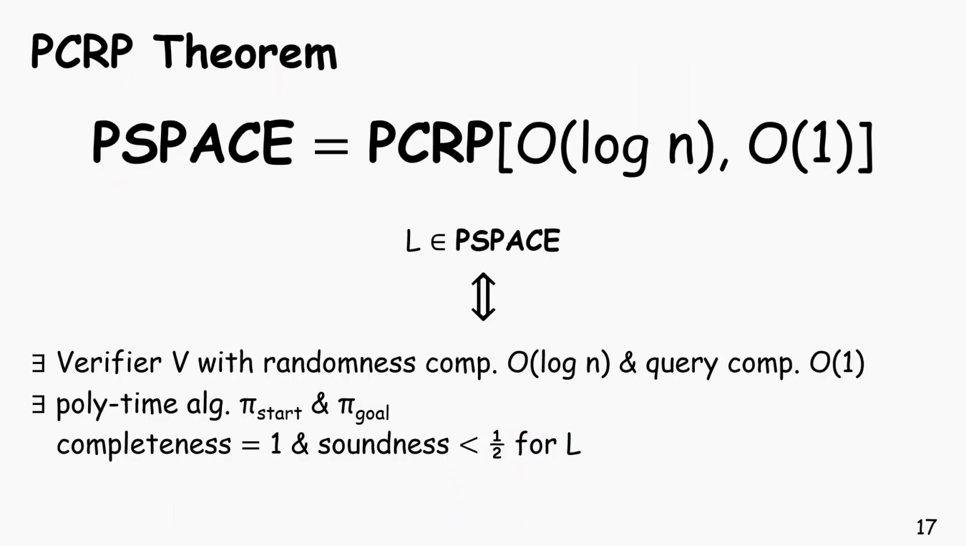Our PCRP theorem states that PSPACE is equal to PCRP in the following sense. If a language L is in PSPACE, then there is a verifier V with logarithmic randomness complexity and constant query complexity, and polynomial time algorithms pi start and pi goal such that they have perfect completeness and soundness less than 1/2. In this sense, PCRP characterizes PSPACE.